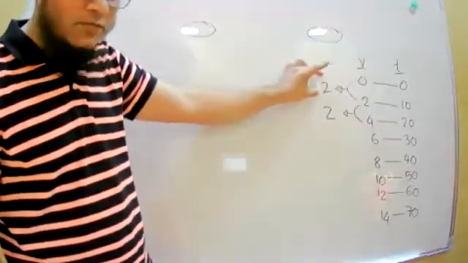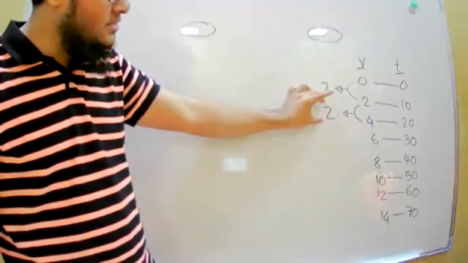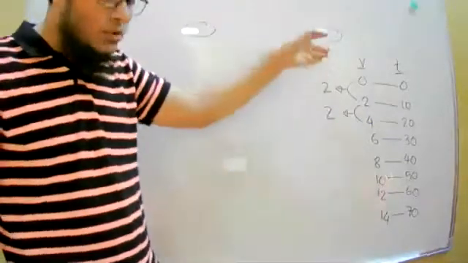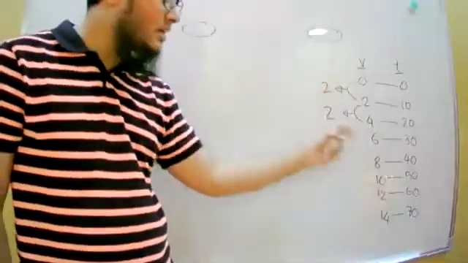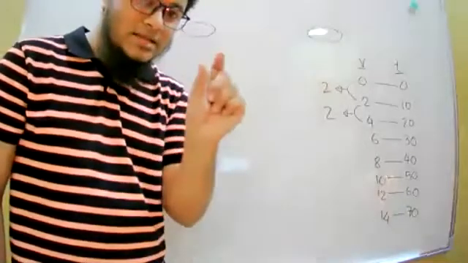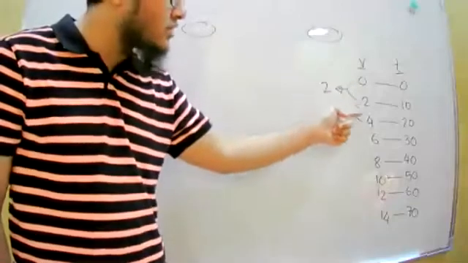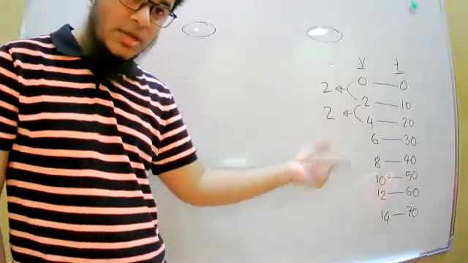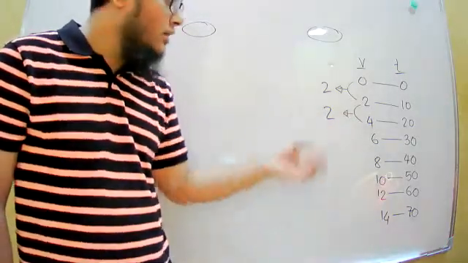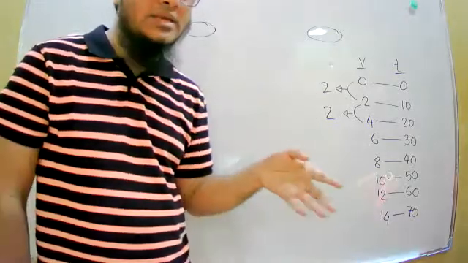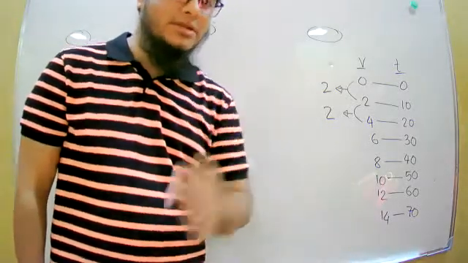So acceleration for the first 10 seconds was 2. In the next 10 seconds, it is again 2. So throughout the process, you can see that it is 2, 2, 2, 2. So the acceleration, that is the rate of change of velocity. The velocity is changing, but at what rate is it changing? 2, 2, 2, 2. So we can say that it is uniform acceleration.